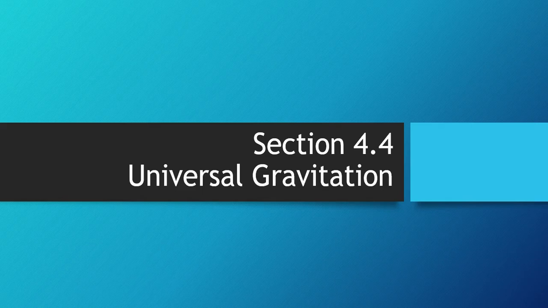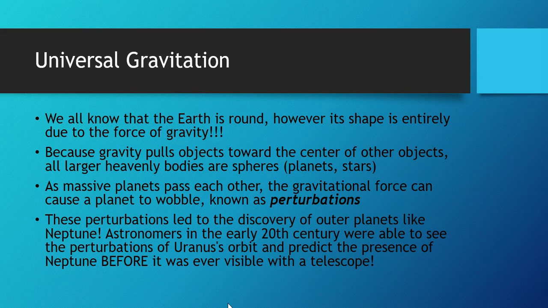Section 4.4, Universal Gravitation. By now, we all know that the Earth is round, and if you have questions about whether it is, we need to have a much longer conversation. But the shape of the Earth, the reason that it's roundish and spherical, is entirely due to gravity. Gravity pulls everything towards the centers of objects, pulls everything in together. So as gravity collects all these different pieces that would become planets and stars and things like that, it's going to pull them into a ball. It's going to pull everything towards the center.